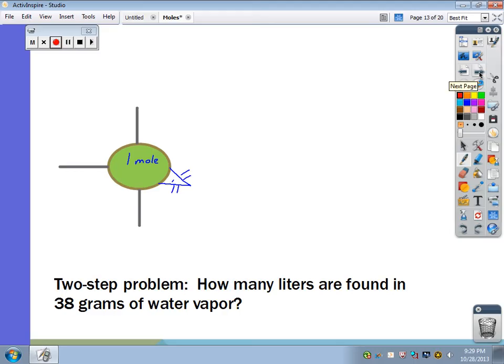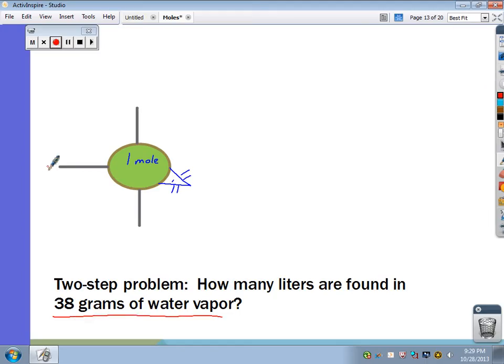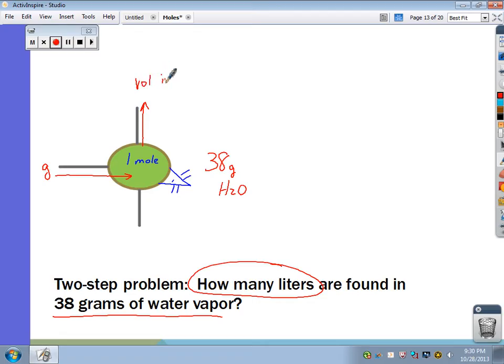Okay, so now we're going to go to two-step. Why is this two-step? Because I'm going to start on one part. I'm on grams, right? That's mass in grams. And I have 38 grams of water vapor. And I'm going to go from grams to moles and then up to liters. Why liters? Because I don't know how many liters. So because volume in liters is up here, I'm going to have to do two steps.